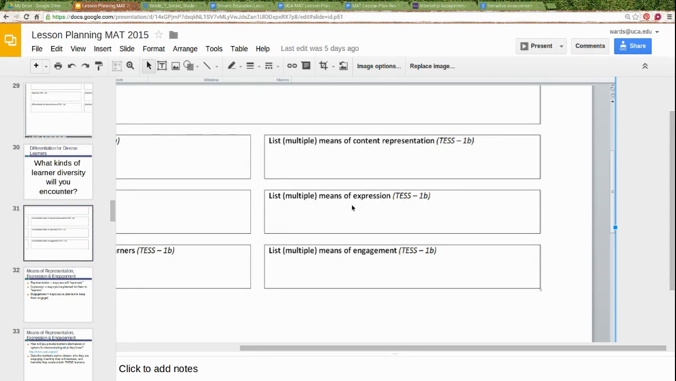Expression is student-based. Well, if I'm up here representing the content in these ways, what am I asking students to do to express their understanding of the content? Well, I ask them to answer questions that are based on the road signs. Am I going to ask them to participate in a role play in which they would have to use their understanding and express their understanding of the road signs?